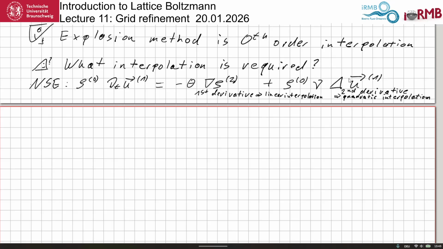So this means we have to do a quadratic, so we can actually have different interpolation for rho and for u. And we're going to use this later. So what interpolation methods are out there?